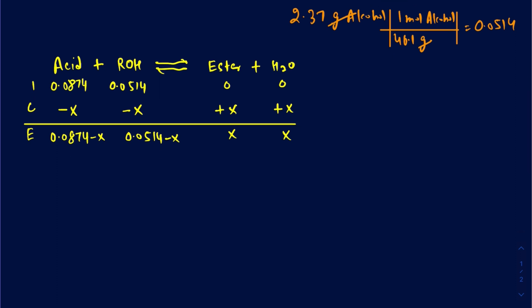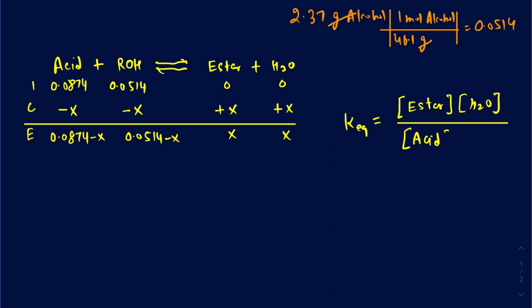So when I'm writing my equilibrium constant here, your Keq is going to be the concentration of your ester times the concentration of water, divided by the concentration of your acid times the concentration of your alcohol.